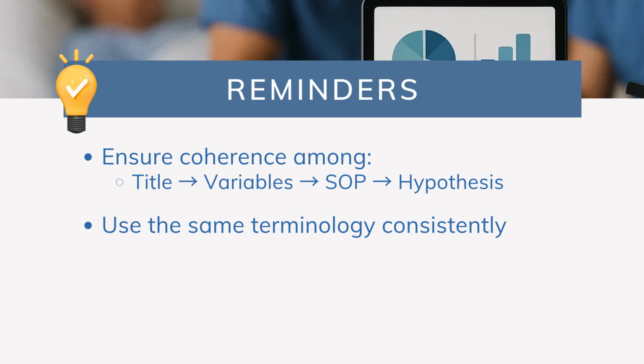Be consistent in the terms you use throughout your paper. If you refer to infection control practices in your SOP, do not switch to infection prevention measures in your hypothesis unless they are defined as the same. Consistency strengthens the clarity of your message. It also avoids confusion, especially when your paper is evaluated by different readers or panelists.